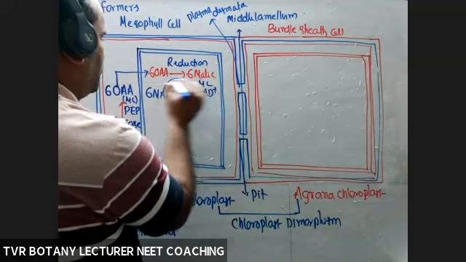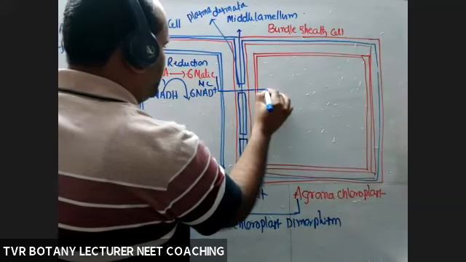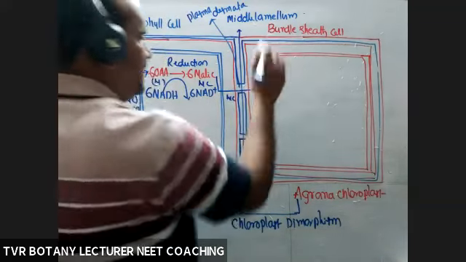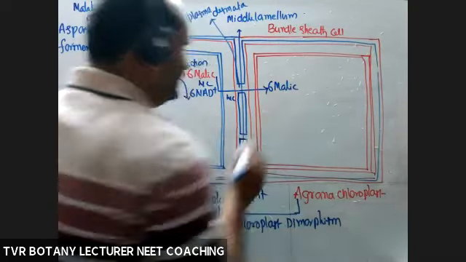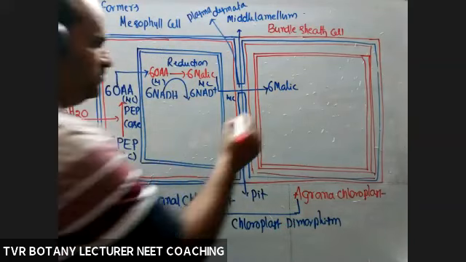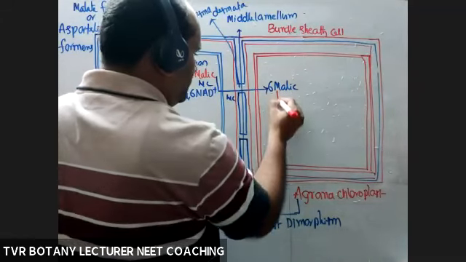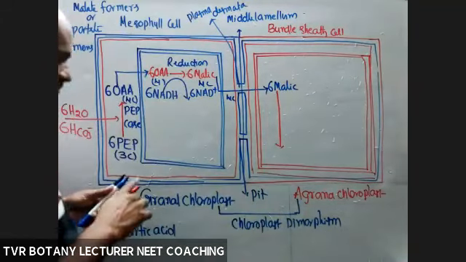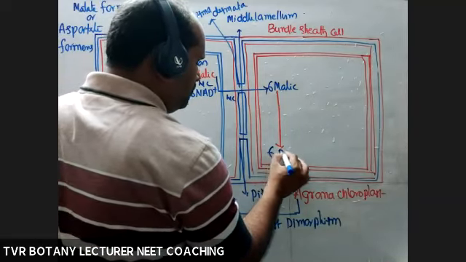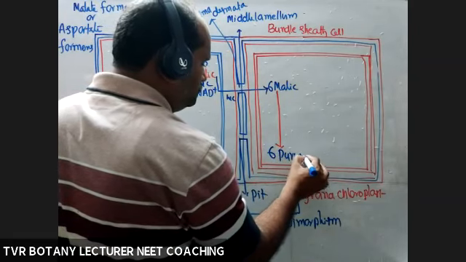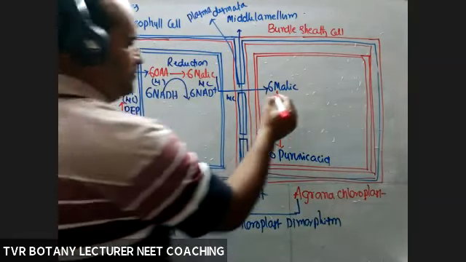Now, the so-called 6 molecules is a 4-carbon compound. This 4-carbon compound is transported into the bundle sheath. So 6 molecules of malic acid. So now splitting or cleavage of malic acid. The product is 6 molecules of pyruvic acid.